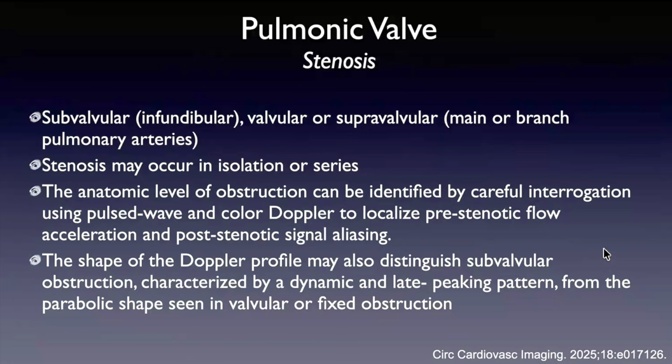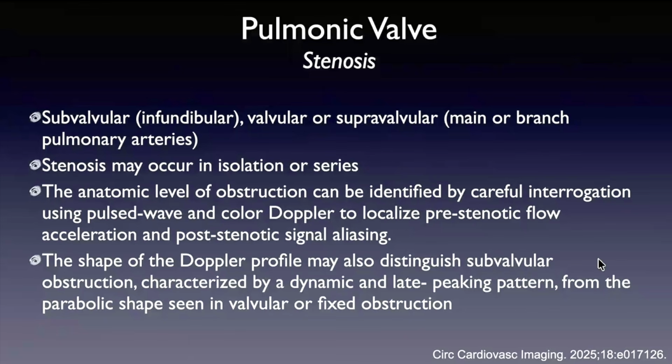You start off with color Doppler, you see where that flow acceleration begins. And then if you have to interrogate further, then you use pulse wave Doppler to try and localize the pre-stenotic flow acceleration and the post-stenotic signal aliasing, very similar to how we try and identify intracavitary gradients on the left side when we think it's either mid-cavitary versus LVOT, etc. And you really want to use that pulse wave Doppler to localize where that stenotic flow accelerates.